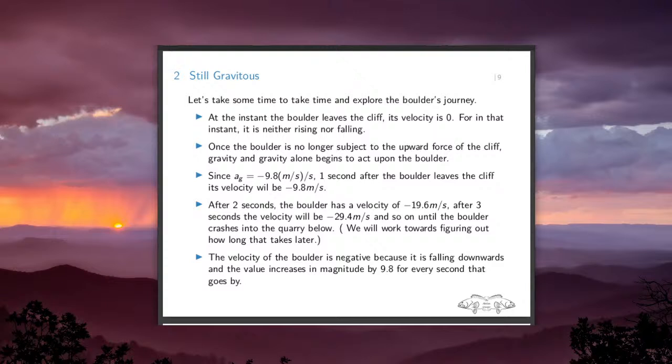But then over the course of time between the first second and the second second, its speed drops, it increases in magnitude by another negative 9.8 meters per second, right? I mean, that's what that acceleration means. It means that every second that passes, you're going 9.8 meters per second faster than you were before, right? So after 2 seconds, you're going 19.6 meters per second, right?